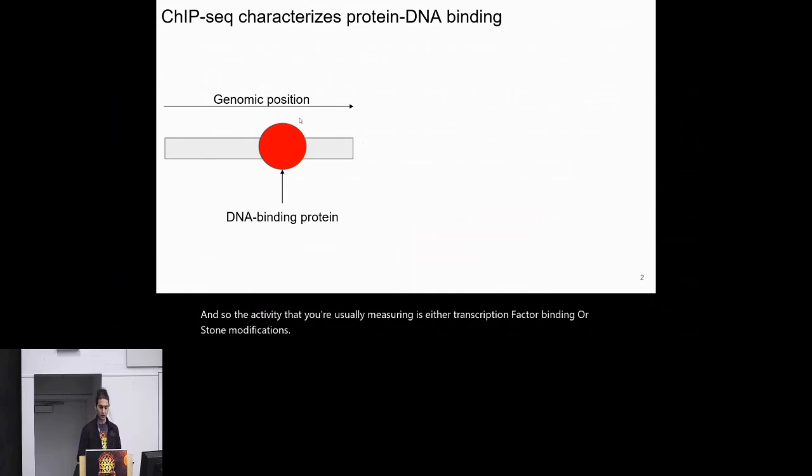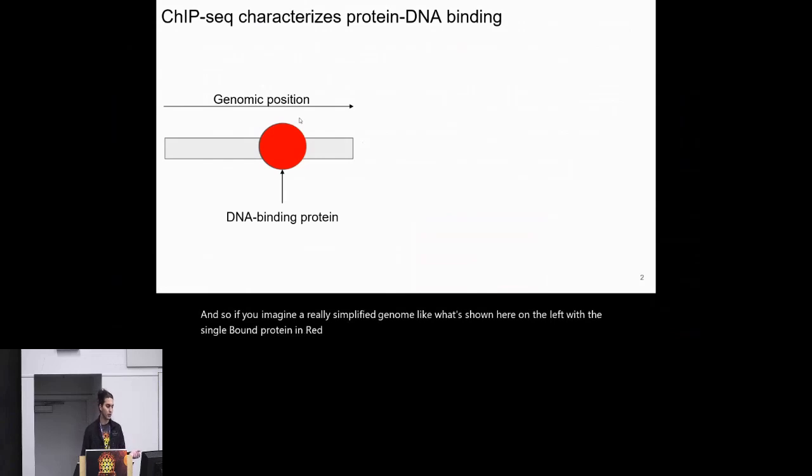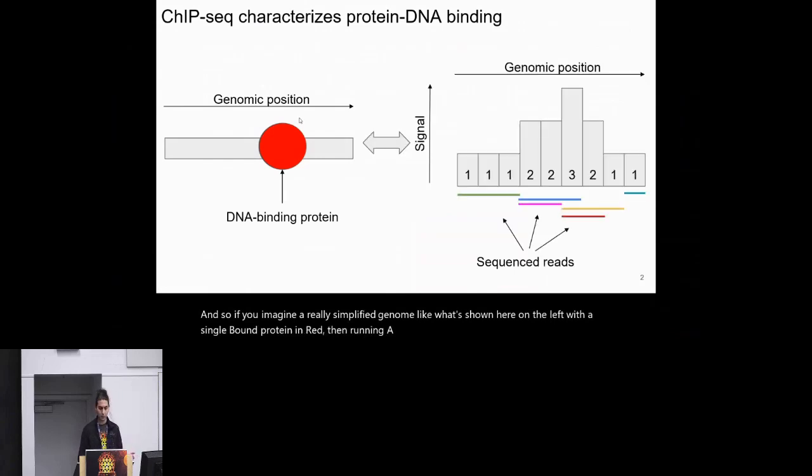If you imagine a really simplified genome, like what's shown here on the left, with a single bound protein in red, then running a ChIP-seq experiment will give you something like the histogram that you observe here, where you have the highest signal at the actual position of binding, and then it kind of tapers off towards the ends. And you often have a bit of noise even in regions where there's no real activity going on.